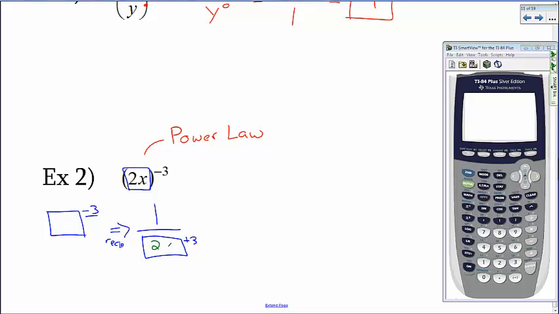Now, using our negative exponent law, we take the whole term 2x and move it to the denominator and raise it to the third power. That's essentially what we have done. We're then going to use the power law to distribute the exponent and get the resultant simplified answer 1 over 8x to the third power.